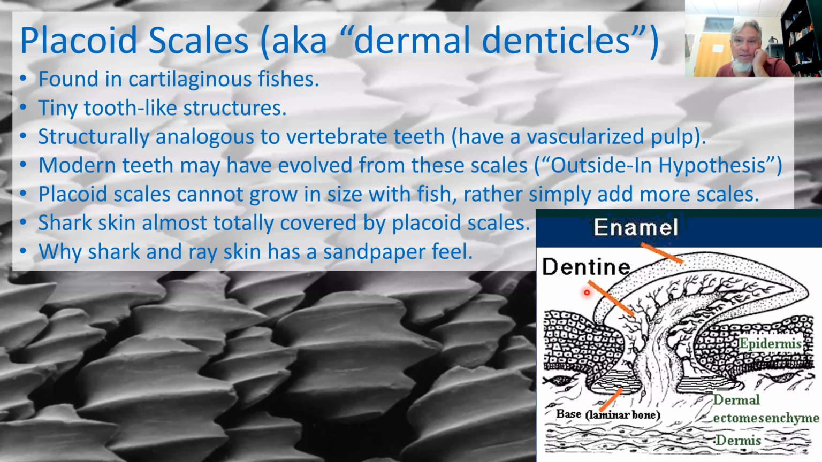There are the placoid scales, or dermal denticles. That means skin teeth, and they're found in most cartilaginous fishes, particularly the elasmobranchs. They're basically tiny teeth, or tooth-like structures. Modern teeth, meaning fish teeth, and maybe our teeth too, may have evolved from these scales. They don't grow in size with the fish like other scales. They just add more scales to make up for the space as they grow.